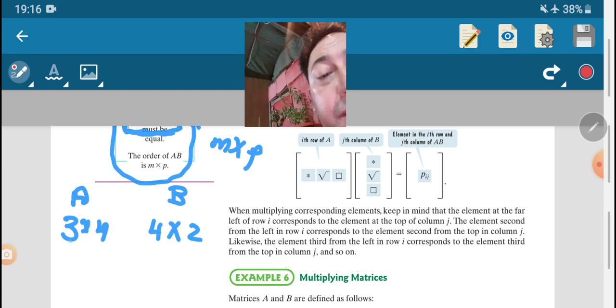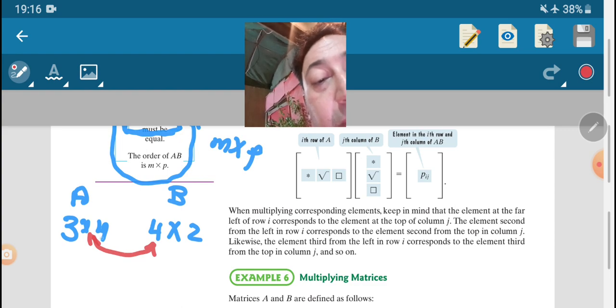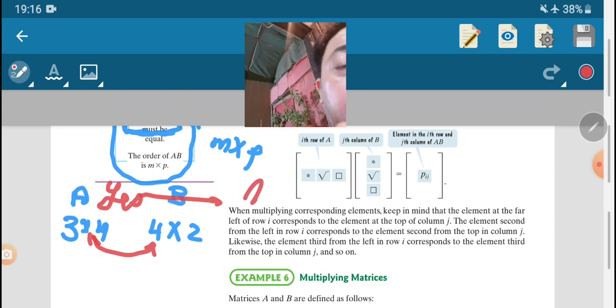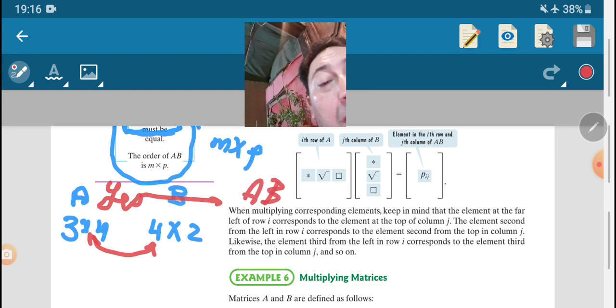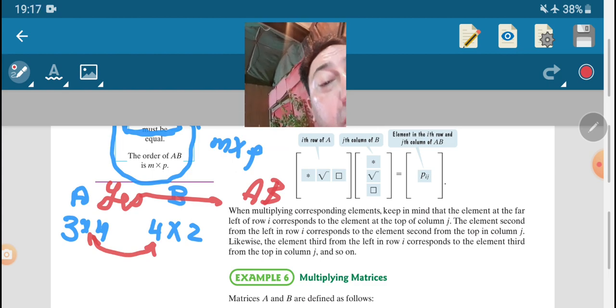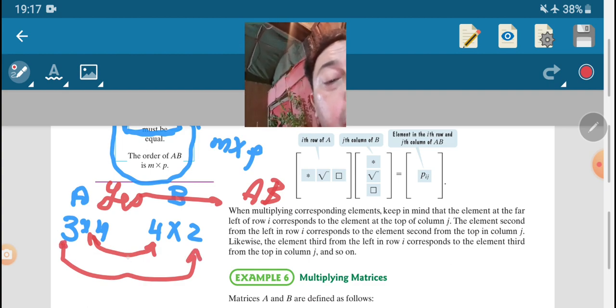The first matrix contains 3 rows and 4 columns. The second matrix contains 4 rows and 2 columns. The inner part, which is the first matrix number of columns and the second matrix number of rows, are they the same? Yes, they are 4. So we can find A times B. And we can imagine, before multiplication, that the resultant product matrix becomes 3 rows and 2 columns.